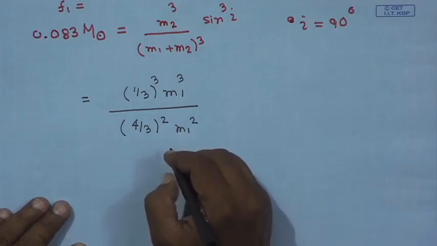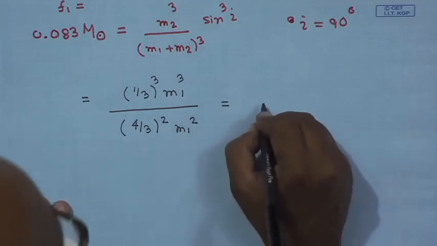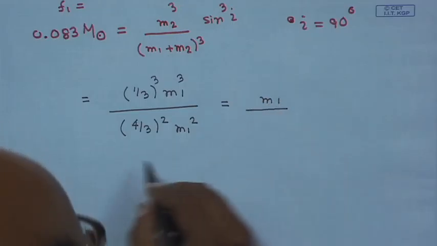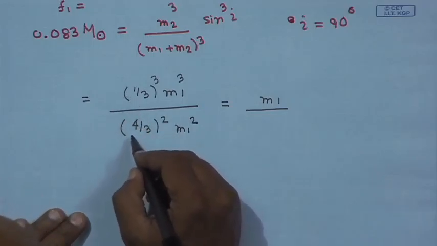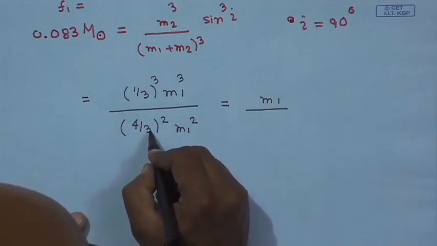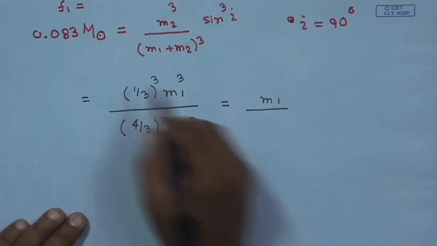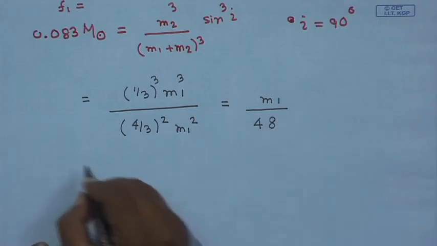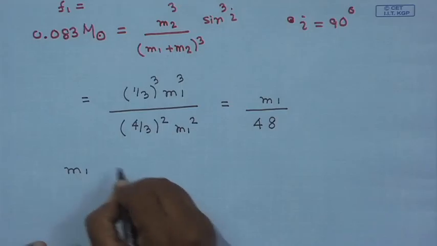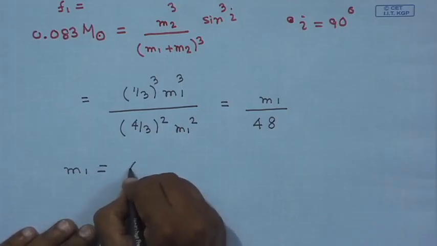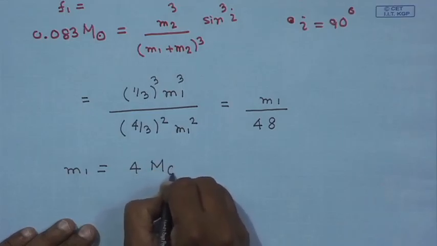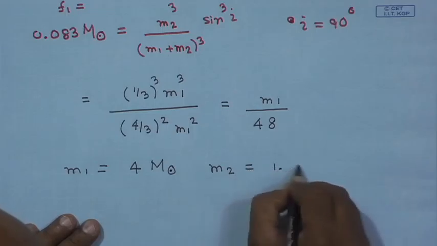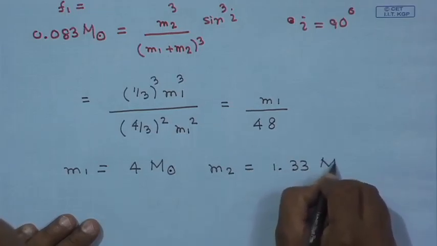So this gives me m1 divided by 48, because we have 16 into 3, essentially, the factor of 3 square and 3 square from here cancels out. So we have m1 by 48, which tells us that the more massive object is equal to 4 solar masses, and the less massive object can then be easily worked out. It is 1.33 solar masses.